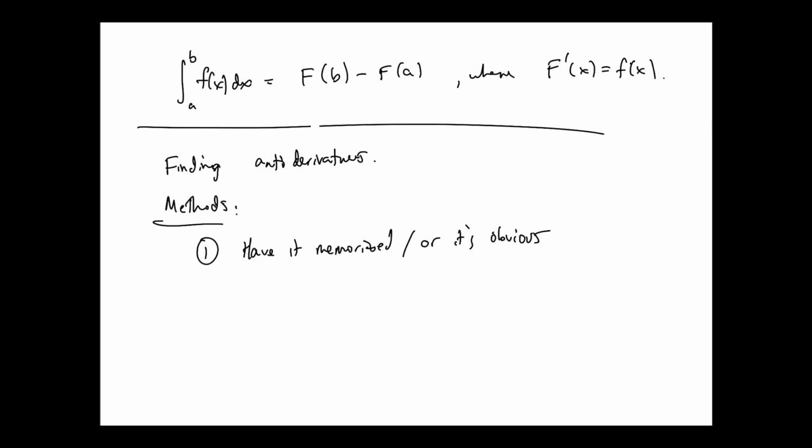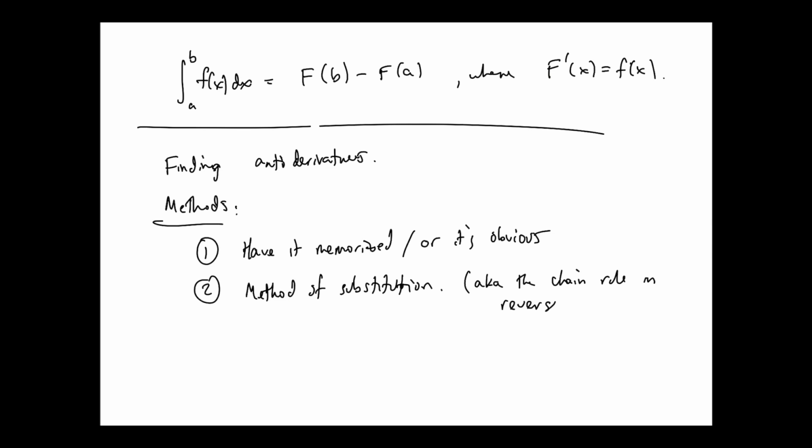Now, it's a pretty good set of tricks, but it's only the beginning. The new technique that we're going to learn is the method of substitution. Another way to think about this is that it's going to be the chain rule in reverse. So it's sort of the antiderivative version of the chain rule.